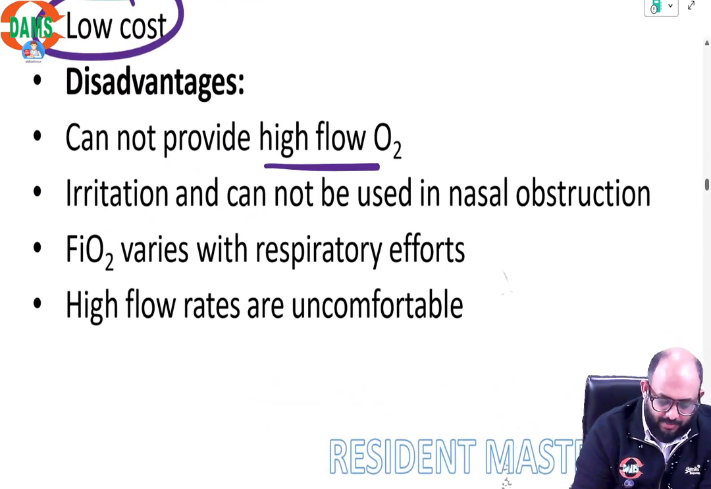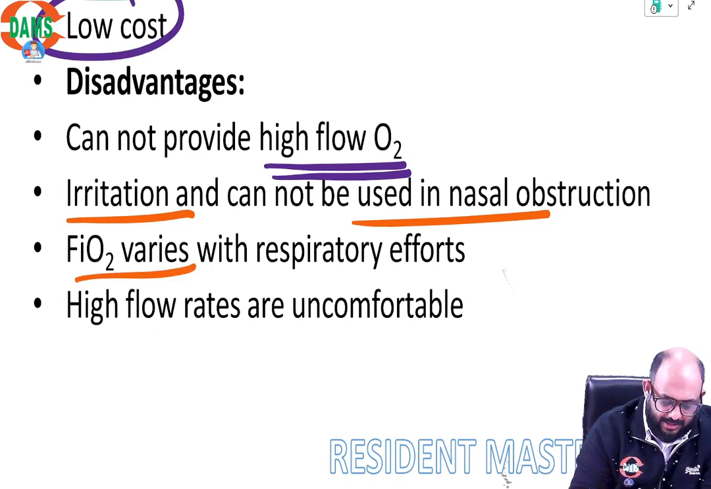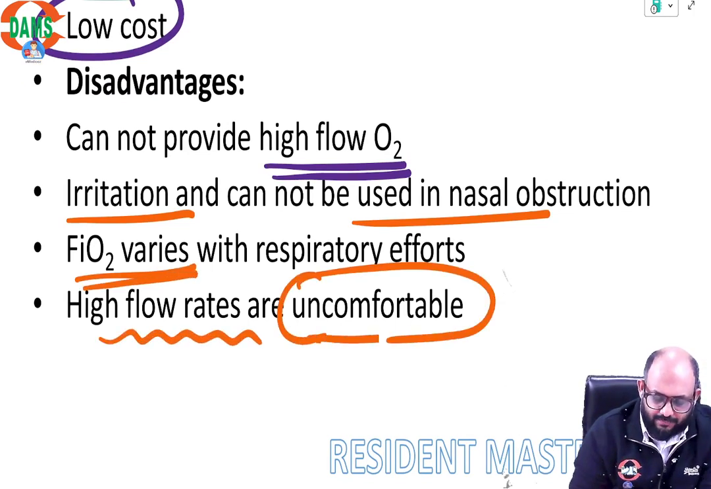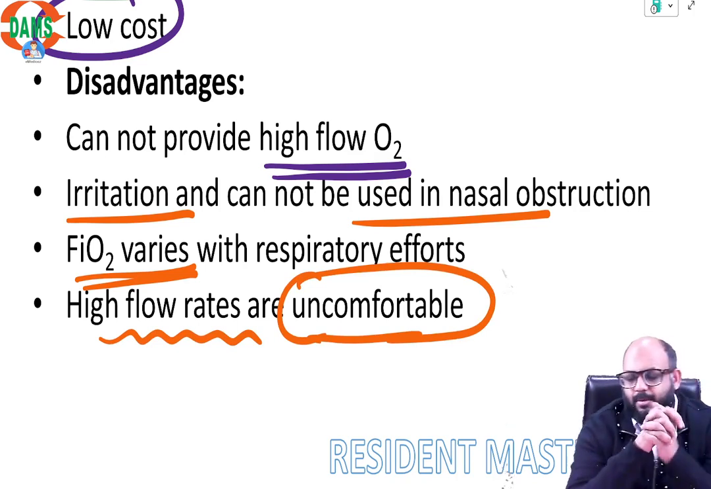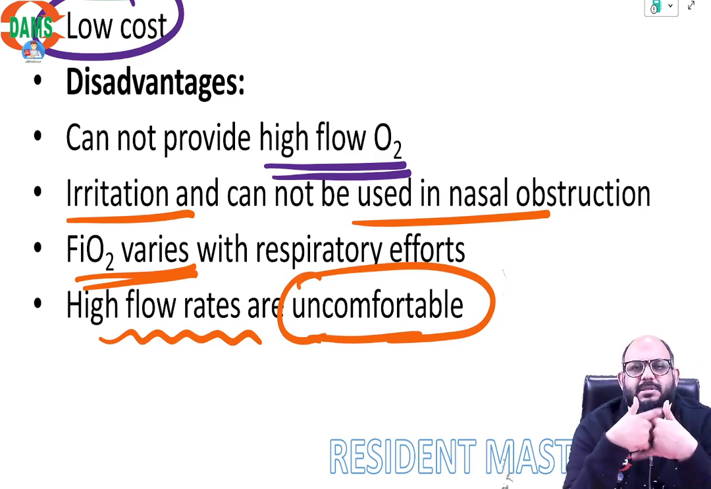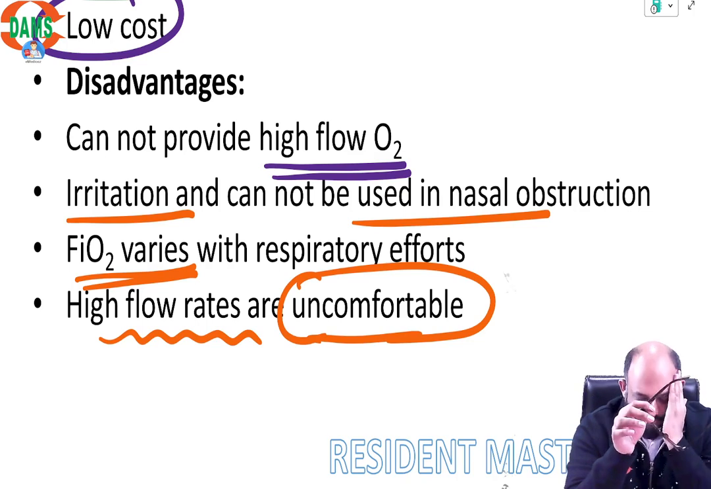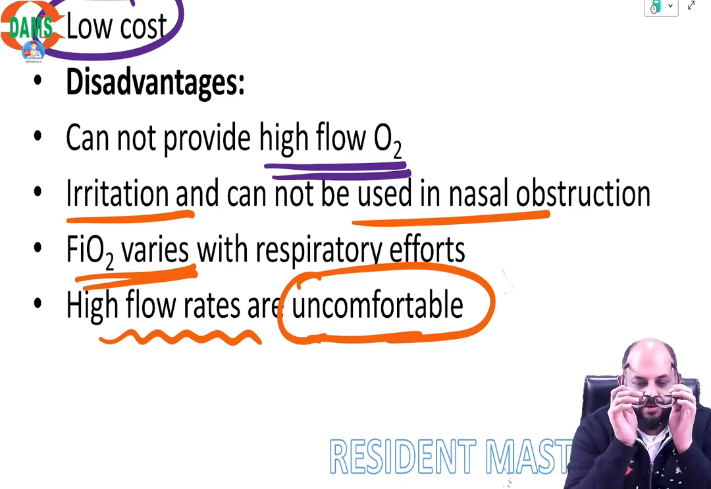Disadvantages: it cannot provide high flows of oxygen, it causes irritation and cannot be used in nasal obstruction, FiO2 varies with respiratory efforts, and high flow rates are uncomfortable. So till you are at 6 liters per minute, everything is fine. But if you increase it to more than 6 liters per minute, then that flow of oxygen will cause nasal crusting, nasal mucosal damage, sometimes even bleeding. So you cannot use it in very high flows.